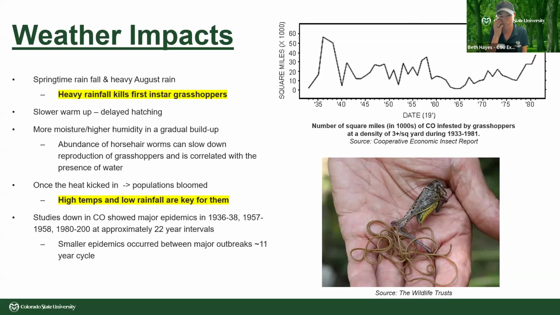I get a lot of questions of, is this normal? What is happening? So studies have shown in Colorado that we have had major epidemics before, noted by this map, and it's been about every 22-year intervals. And then there have been smaller outbreaks around every 11 years. People ask, are we going to have this year where we just drop down like what we saw here in 1940? Probably not, because of the way that our weather is sitting right now.